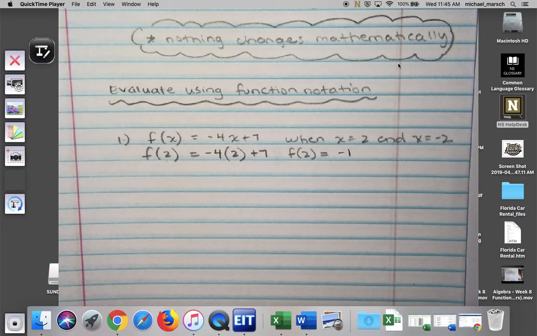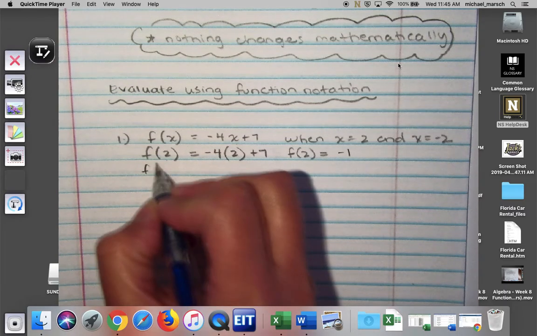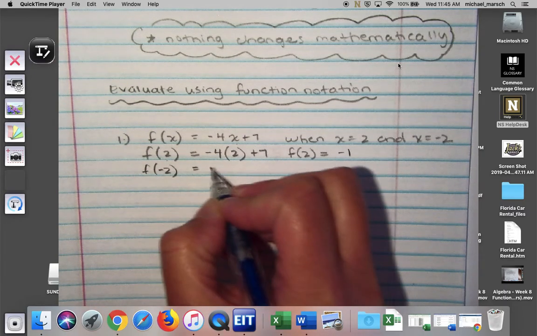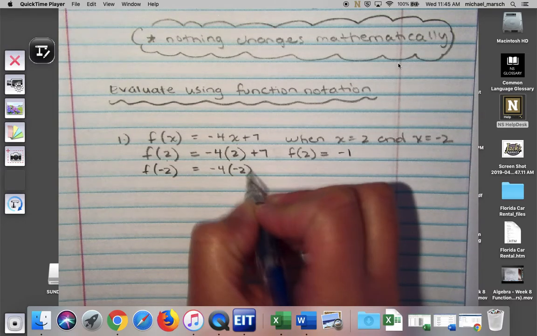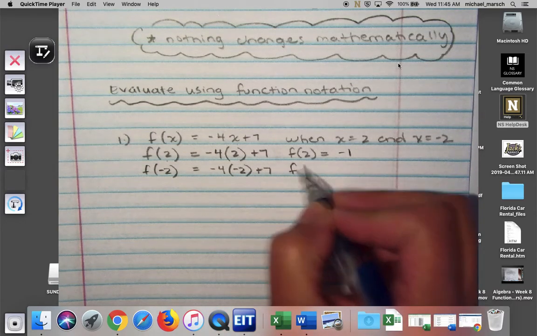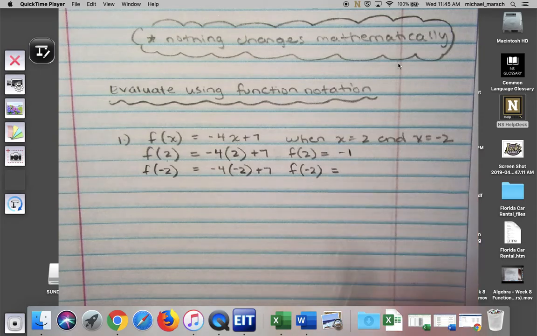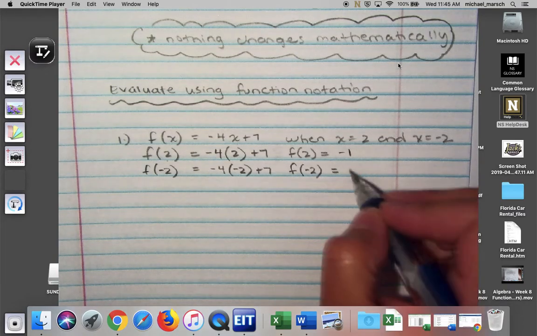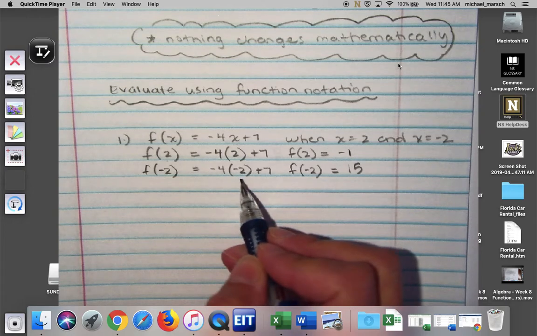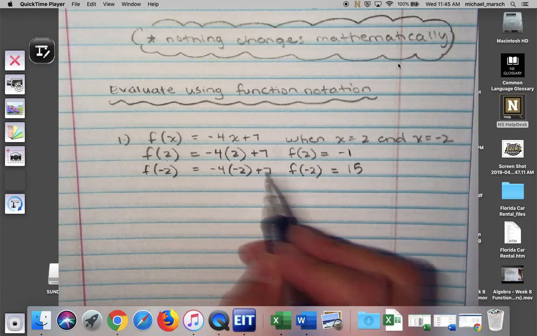Again, math isn't changing, just the way it looks is changing. So what would be the function of negative 2? So I'm going to put that negative 2 in where x was and add 7. So what's the function of negative 2? Ethan? 15. Because negative 4 times negative 2 is positive 8 plus 7 is 15.